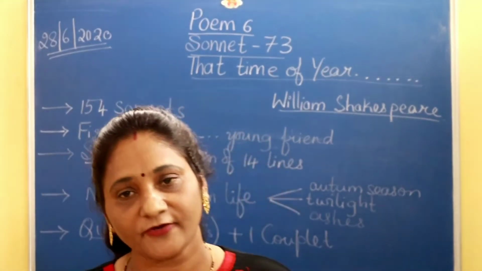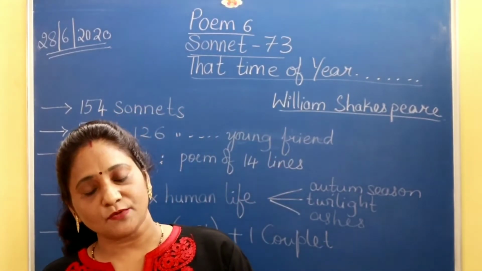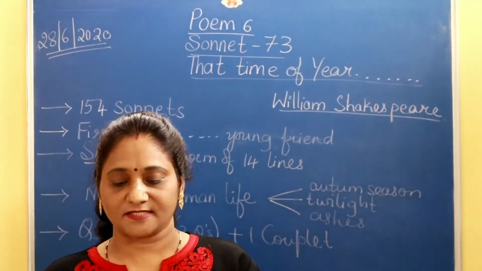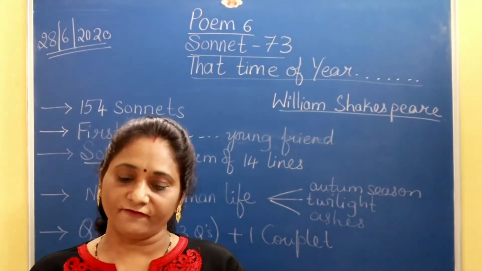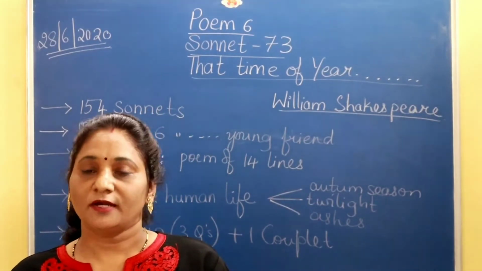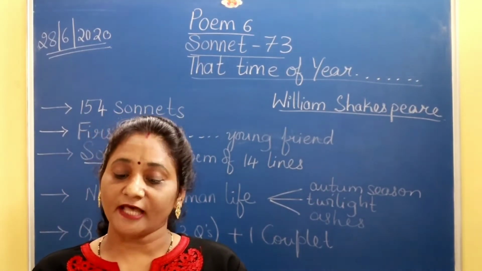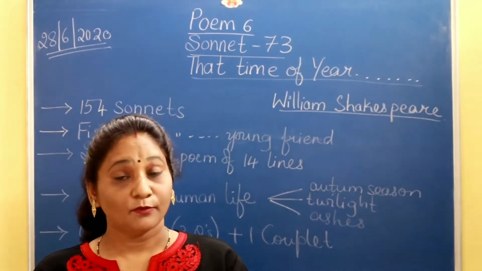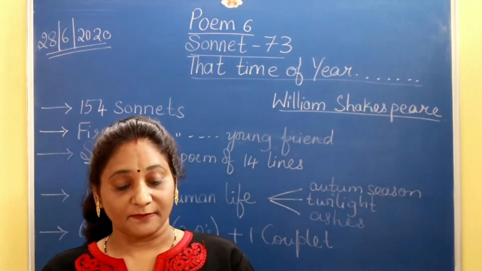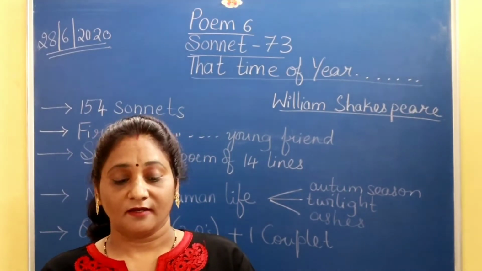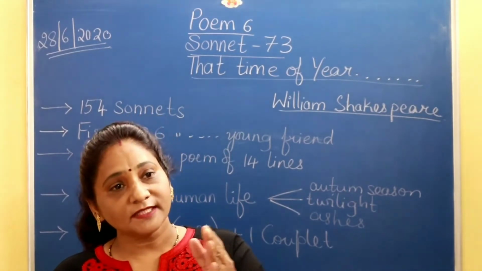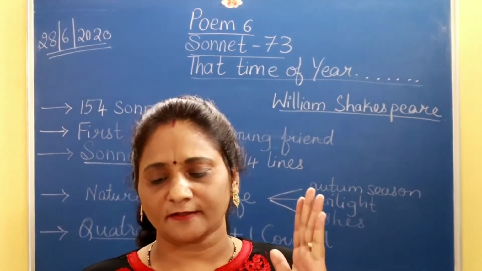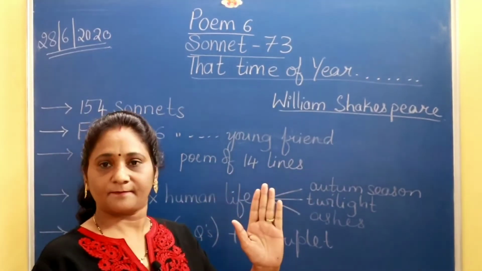So these are the three quatrains. Coming to the last two lines, we call it a couplet: "This thou perceivest, which makes thy love more strong, to love that well which thou must leave ere long." What does it mean? It means that when you think of all these stages in life, then we realize how short this life of ours is.